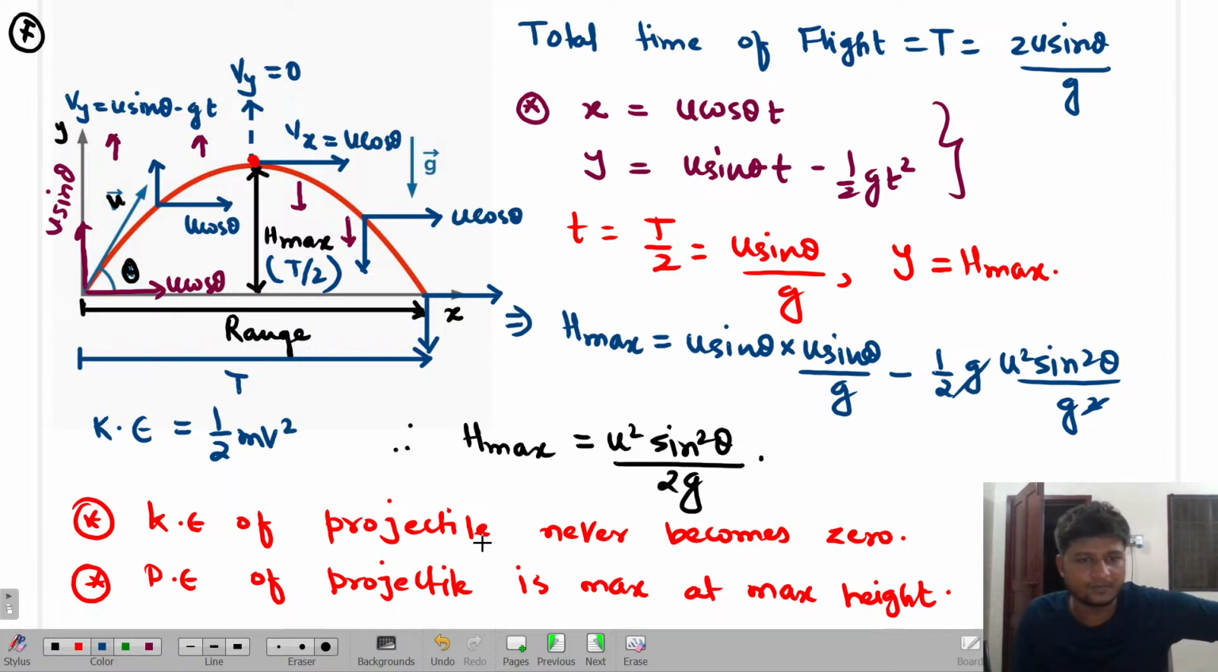Half mv square. If it is half mv square, so it is dependent on velocity directly or not. Where the factor of acceleration will come over here?